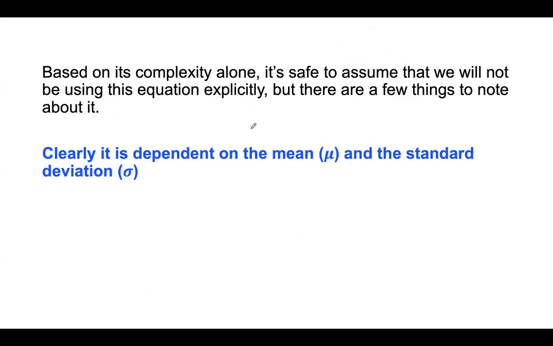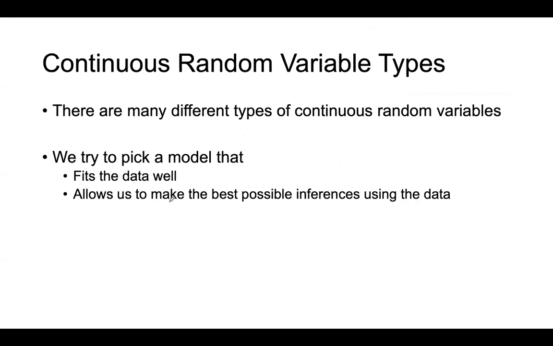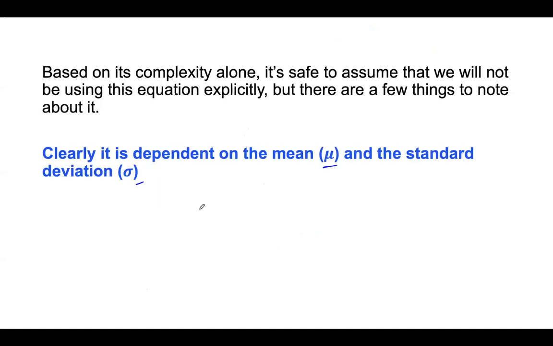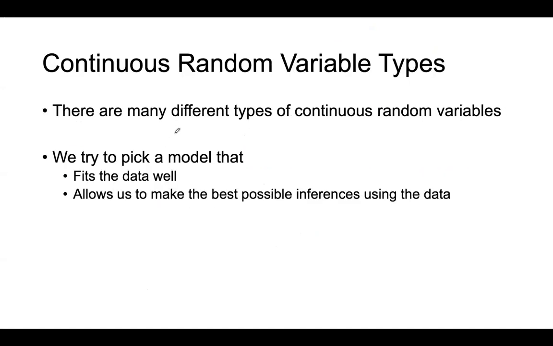But there are a few things to note about it. Clearly, it depends on the mean and the standard deviation. You can see this. That's the main thing. So, the continuous random variable types. There are many different types of continuous random variable. We want to try to pick a model that fits the data well, of course, and allows us to make the best possible inferences, keyword here, using the data.